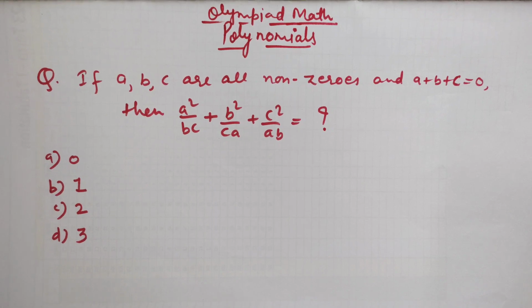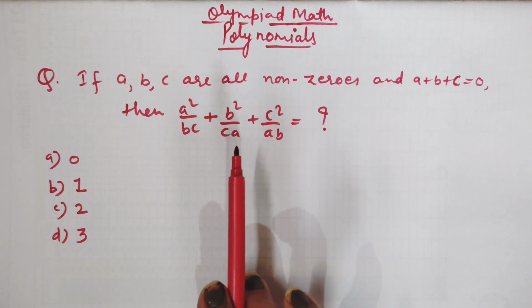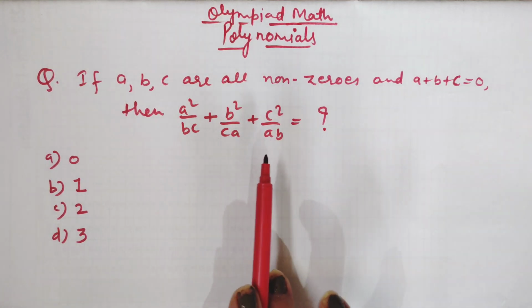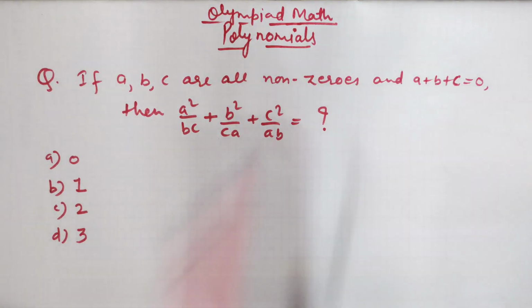Topic is the polynomial. The question is, if a, b, c are all non-zeros. In this question, a, b, c are non-zeros and a plus b plus c equals 0. Then we need to find a square upon bc plus b square upon ca plus c square upon ab. We need to find this value.